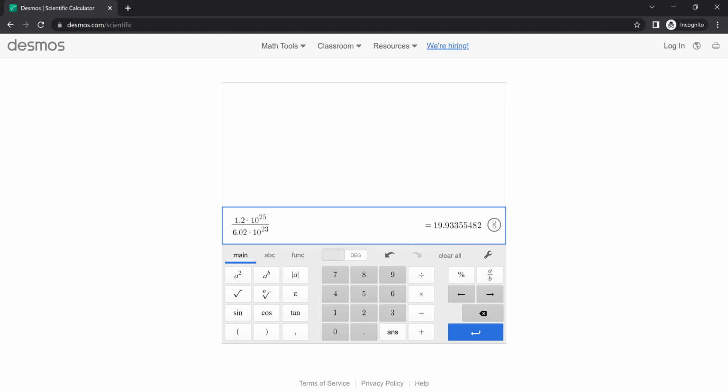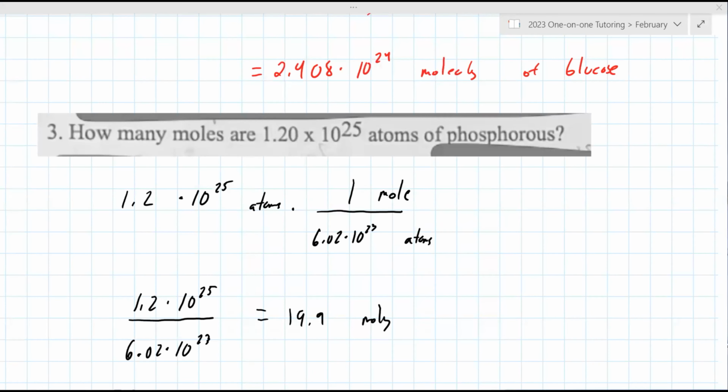So you should get about 19.9 moles, just like you see there in the calculation. Yeah, that's what I got. Okay, fantastic. Let's look at another one here.